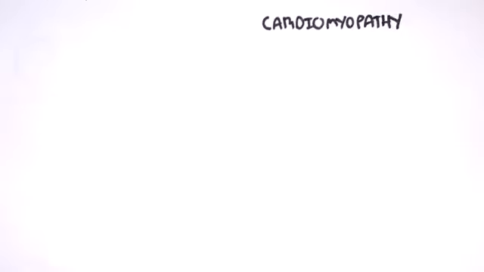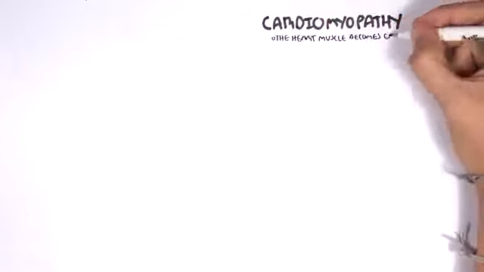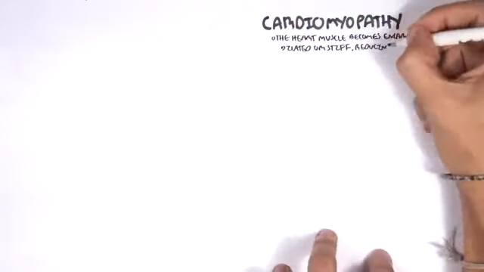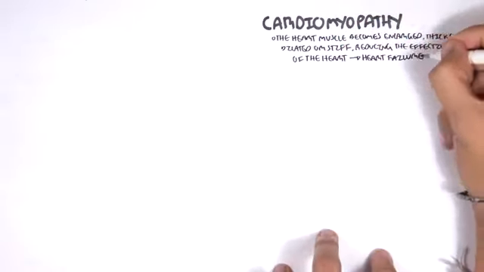The next cardiovascular disease is cardiomyopathies. Now, cardiomyopathies involve the muscles of the heart, hence cardio, heart, myo, muscle, pathy, abnormality. So cardiomyopathy is where the heart muscles become enlarged, thickened, or stiff, reducing the effectiveness of the heart, leading to heart failure.